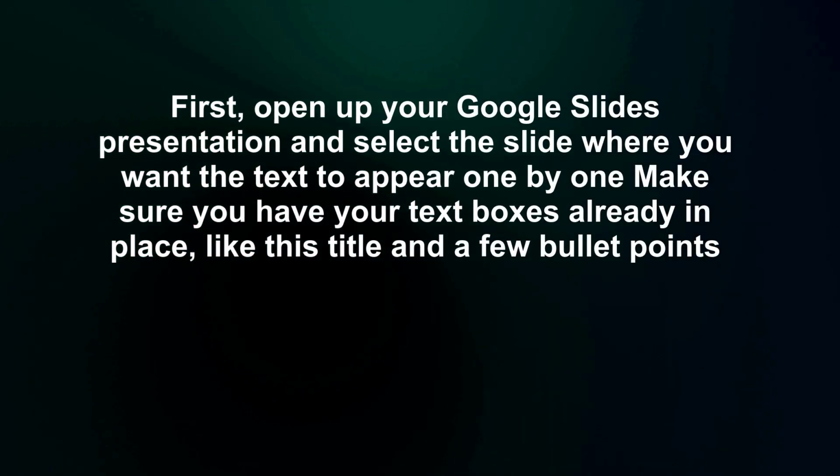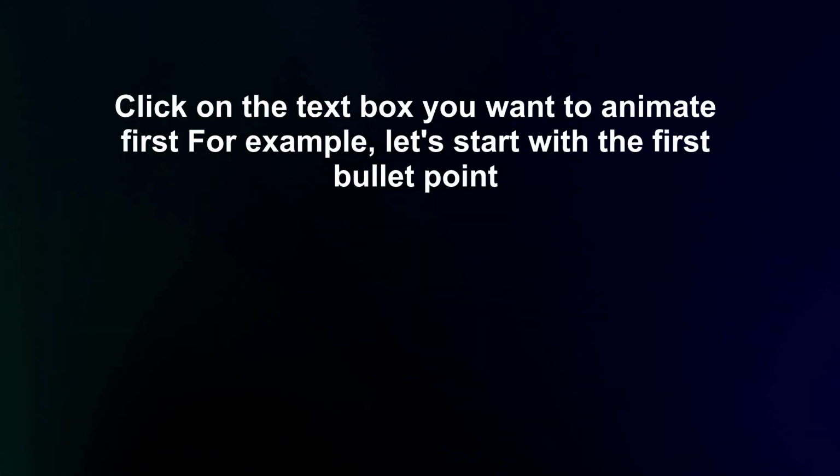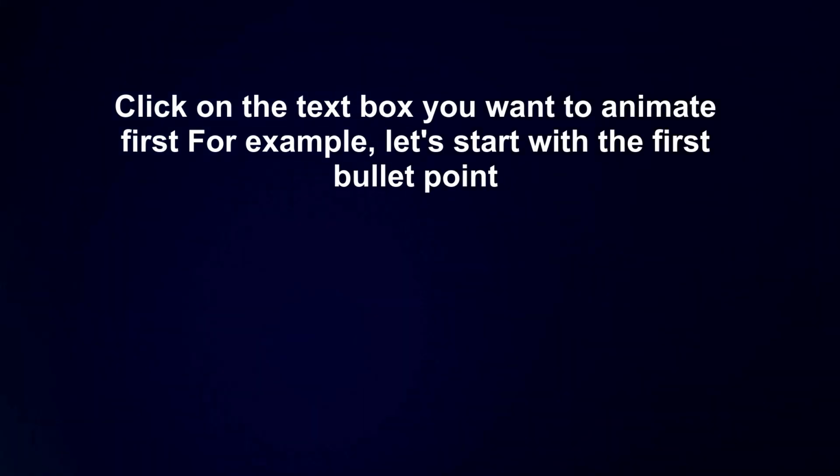Make sure you have your text boxes already in place, like this title and a few bullet points. Click on the text box you want to animate first. For example, let's start with the first bullet point.